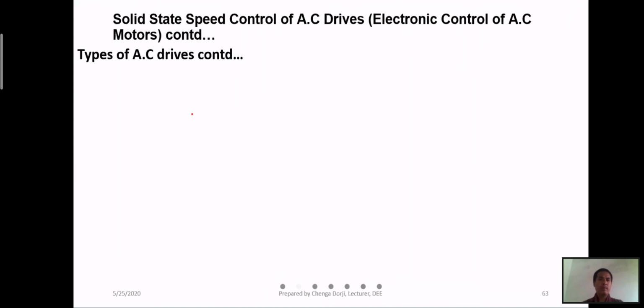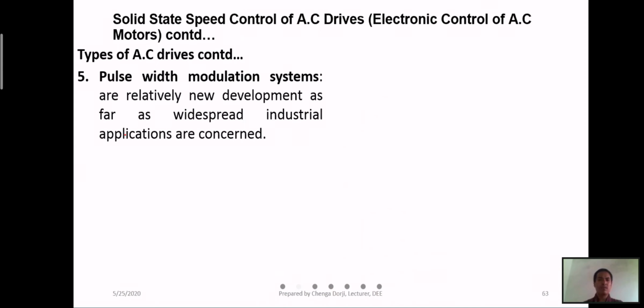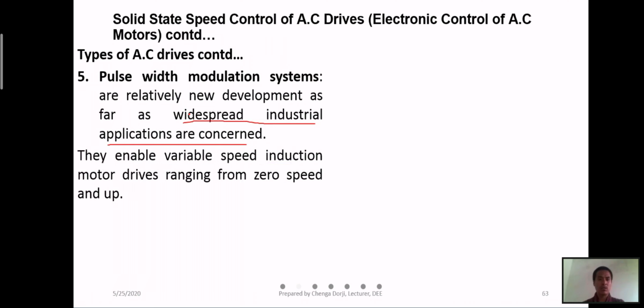Then the last type is the PWM system. This is a new development compared to the others, a recent development. Here you are controlling the pulse width, and the frequency and so on. It gives variable speed induction motor drives ranging from 0 to the rated speed.